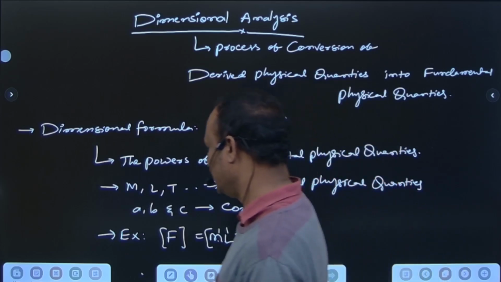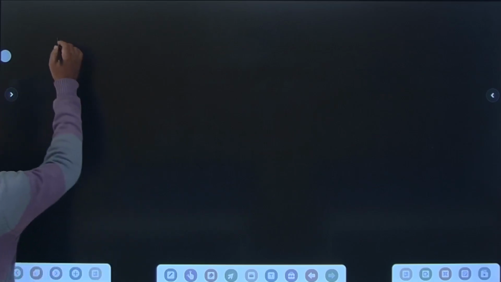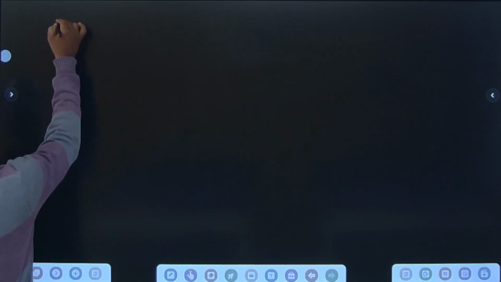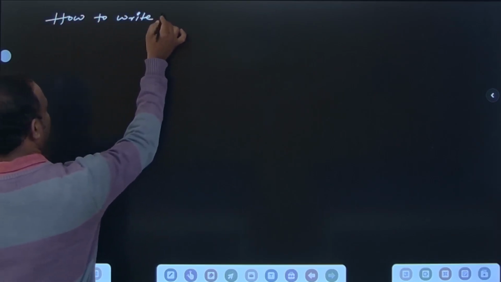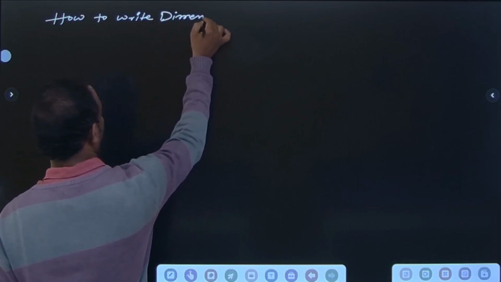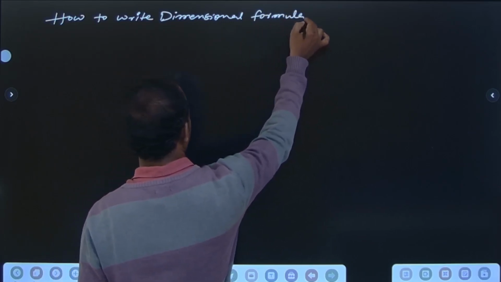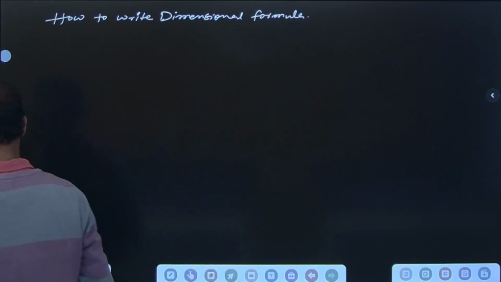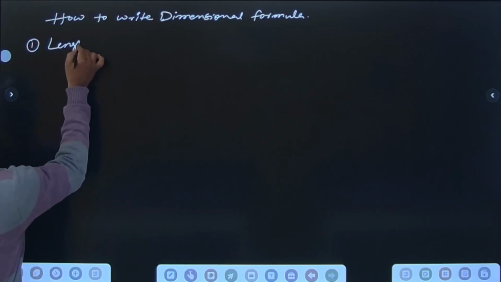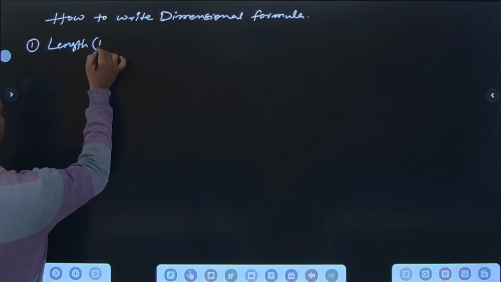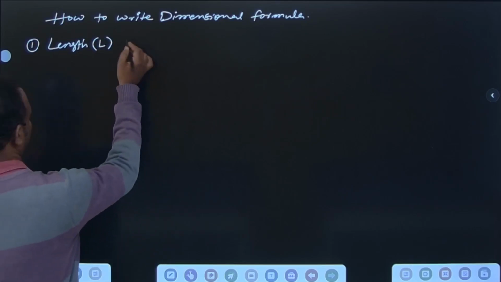Let me show how to write the dimensional formula of any given physical quantity. The very first one is length. Length is L. It is measured in what? Meter.